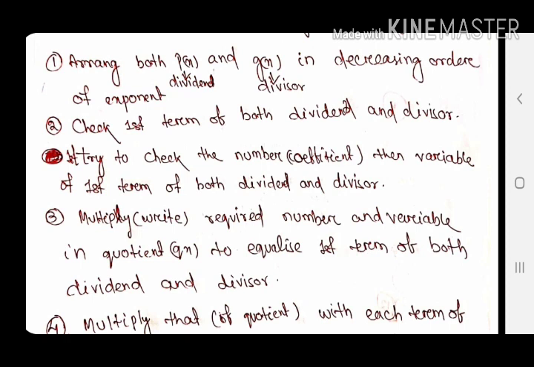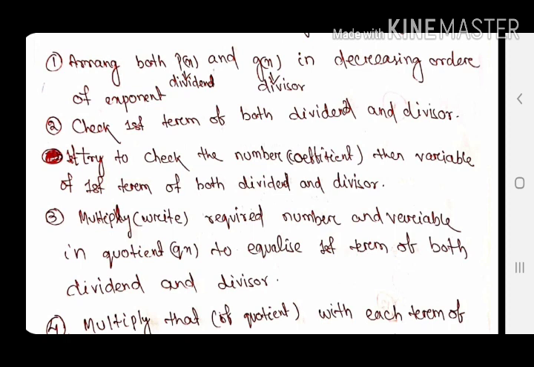The next step: check the first term of both dividend and divisor. After arranging, we check the first term of the divisor and the first term of the dividend. Then we write something in the quotient so that, multiplied with the first term of the divisor, it gives the first term of the dividend. There are many terms, but first we focus on the first term. After making the first term correct, automatically the others will be correct. First we check the coefficient, then the variable.